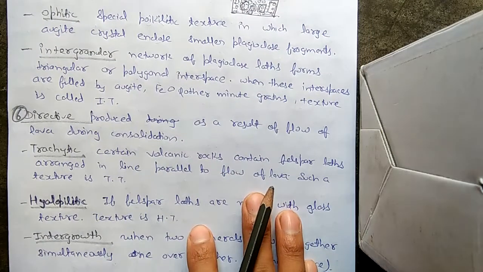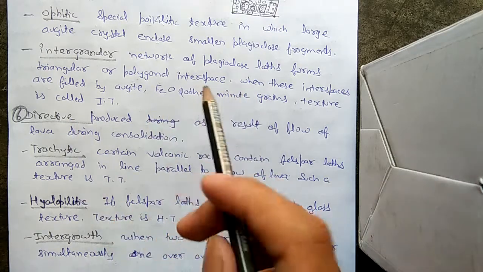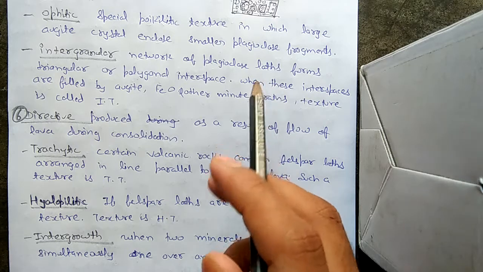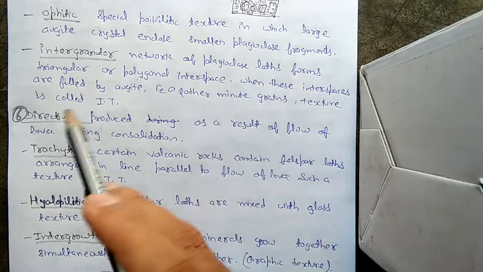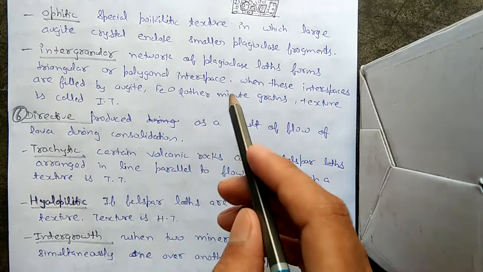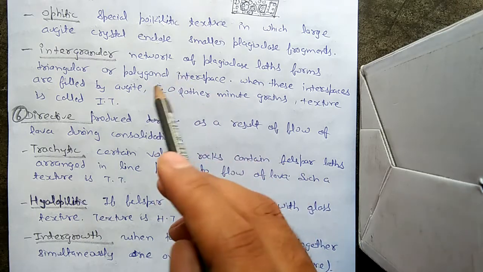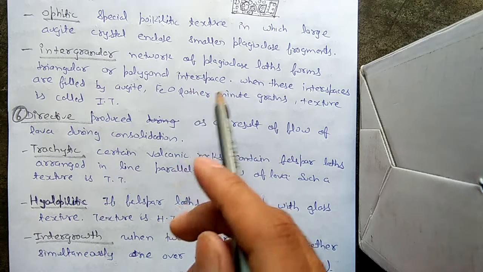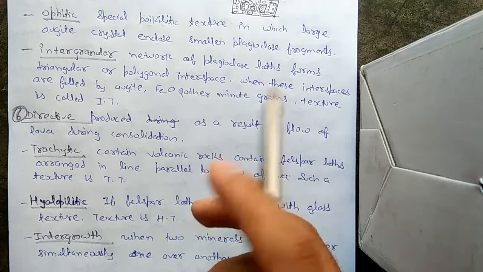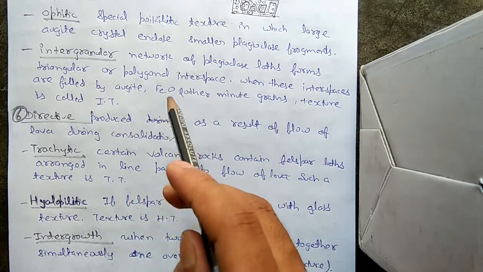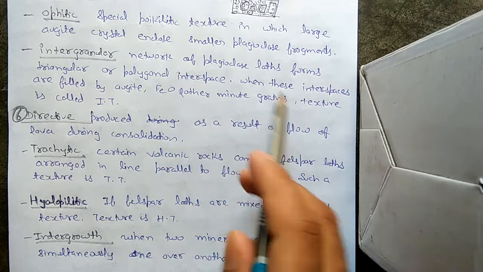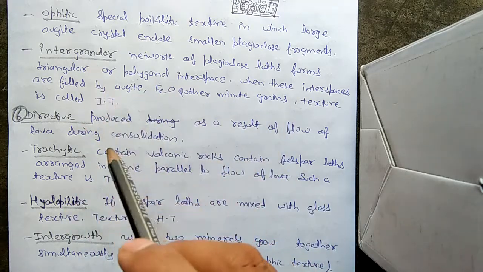So next one is intergranular texture. When a network of plagioclase laths or fragments forms triangular or polygonal structures, and these interspaces are filled by augite, iron oxide, and other minute grains, then the texture is called intergranular texture.